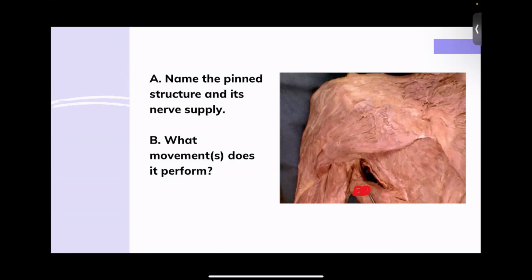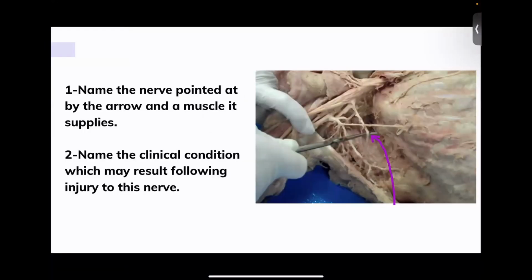What movement does it do? It medially rotates your arm, and it also adducts your arm, just like deltoid. Okay, so it adducts your arm, so keeps your arm towards your body, and it also medially rotates it. Okay, moving on. Pause the video.